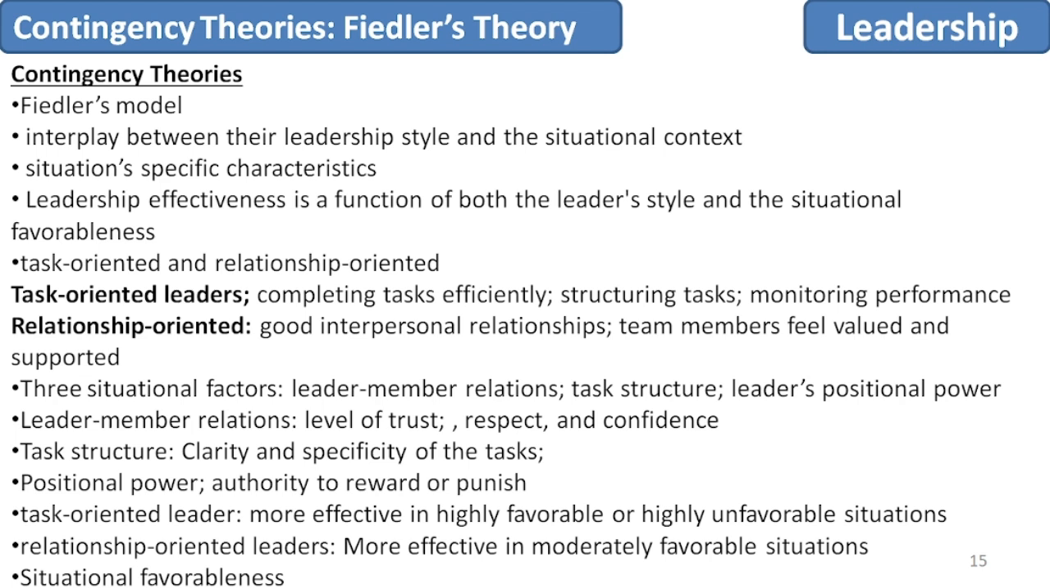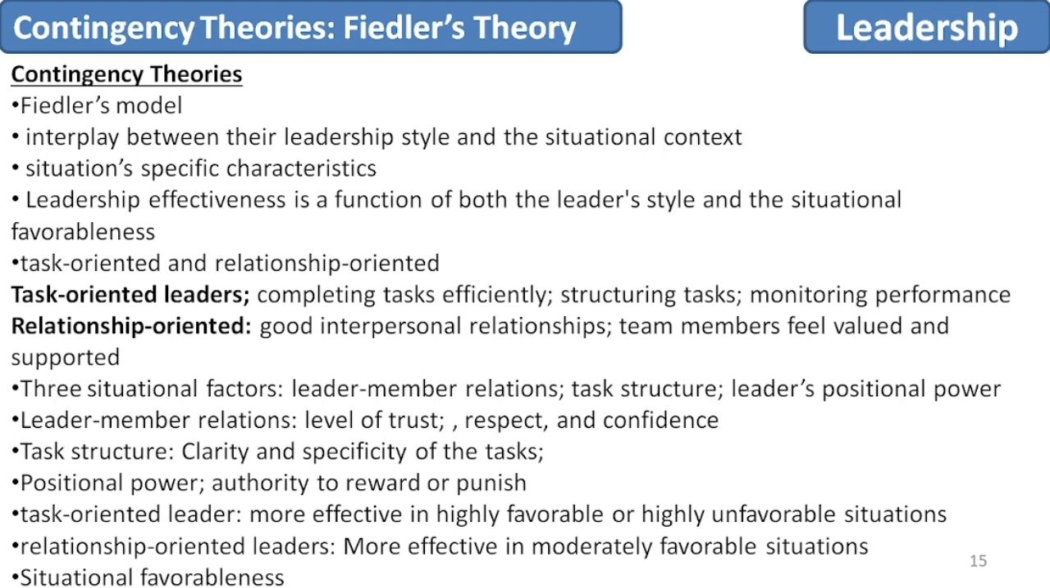The effectiveness of these leadership styles, according to Fiedler, depends on three situational factors: leader-member relations, task structure, and leader's positional power. Leader-member relations refer to the level of trust, respect, and confidence between the leader and their team. Task structure pertains to the clarity and specificity of the tasks the team is expected to complete. Finally, leader's positional power relates to the degree of authority the leader possesses to reward or punish team members.